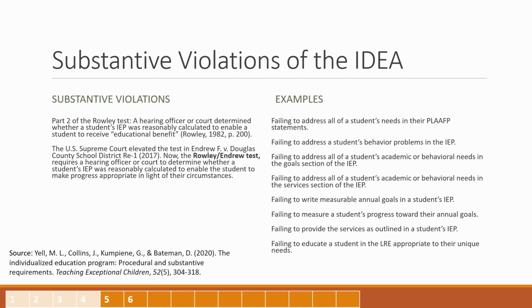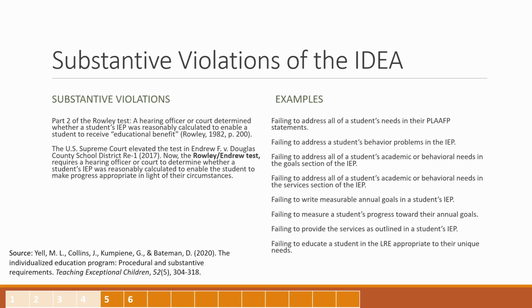Under the Individuals with Disabilities Education Act, it used to be the case that a hearing officer or court would determine whether a student's IEP was reasonably calculated to enable a student to receive educational benefit using a de minimis test under Part 2 of Rowley.